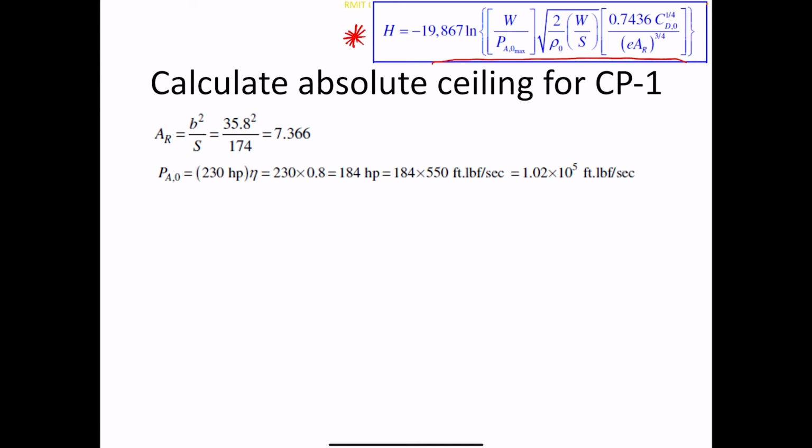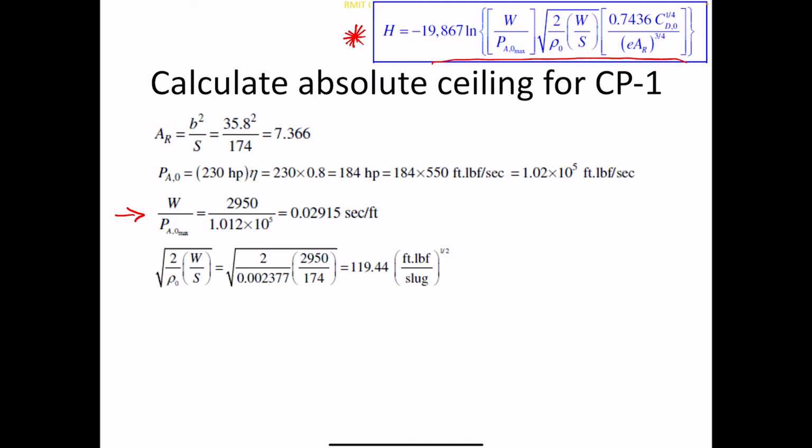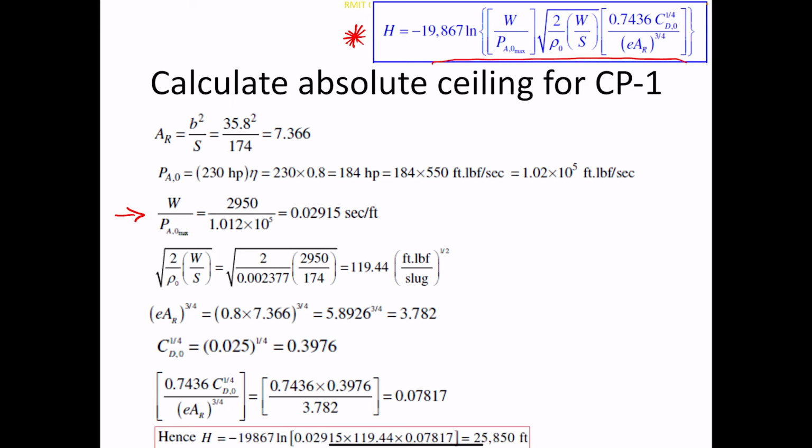So aspect ratio, power available from given data. Here is power loading. You can calculate it separately, or you can just sub it in the equation. And the rest of the stuff, all those various square roots, it is a very straightforward solution. So just estimate, and then sub it in, and then you calculate it. Obviously, it is not very convenient to do by hand. The best approach is to write a little script in MATLAB.